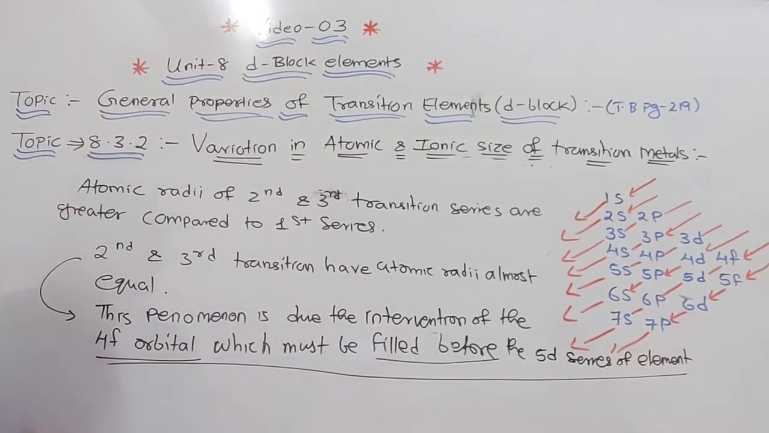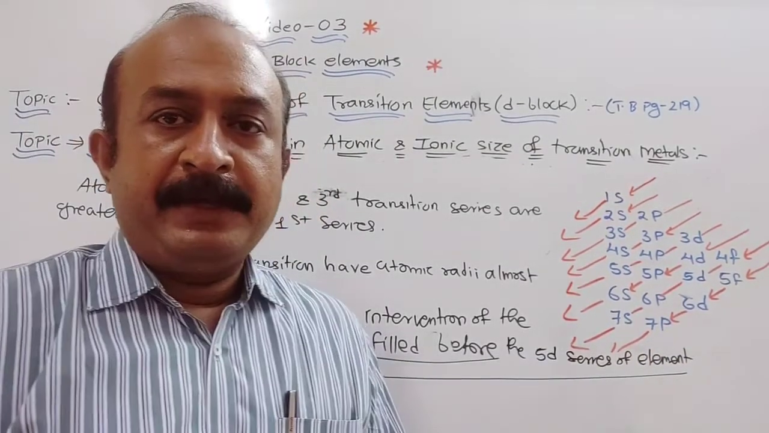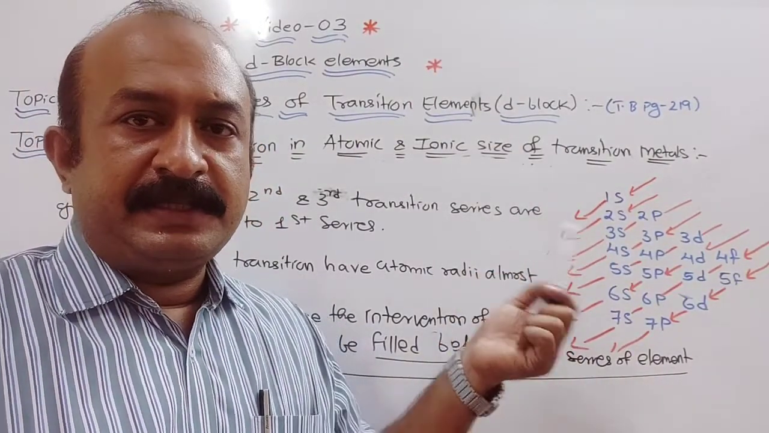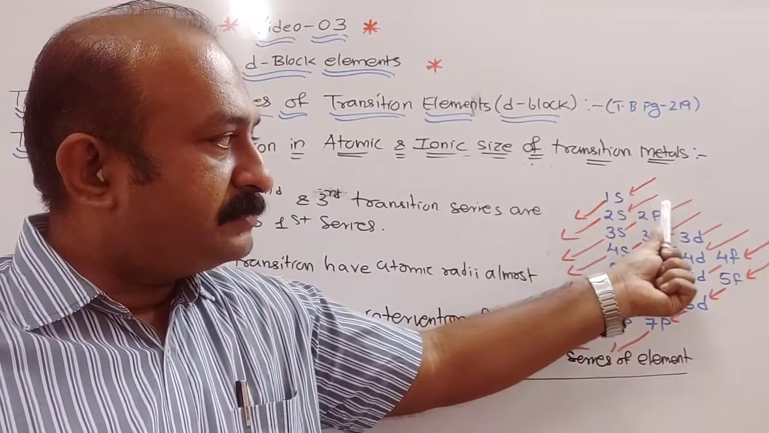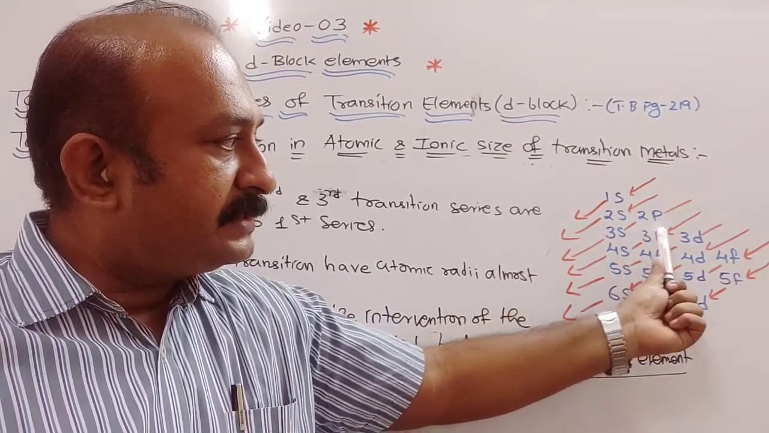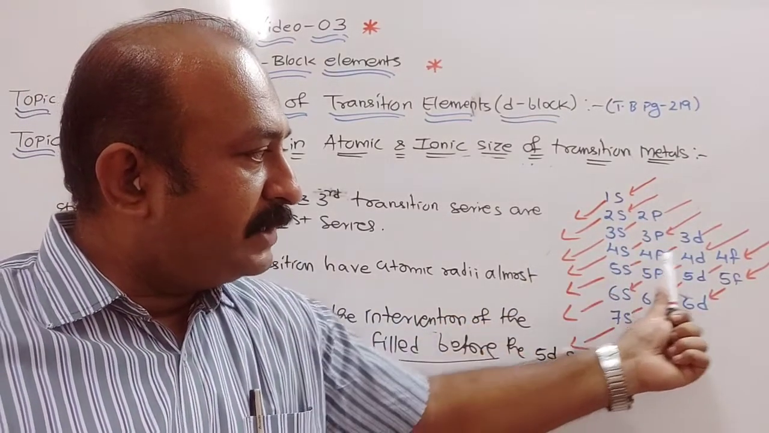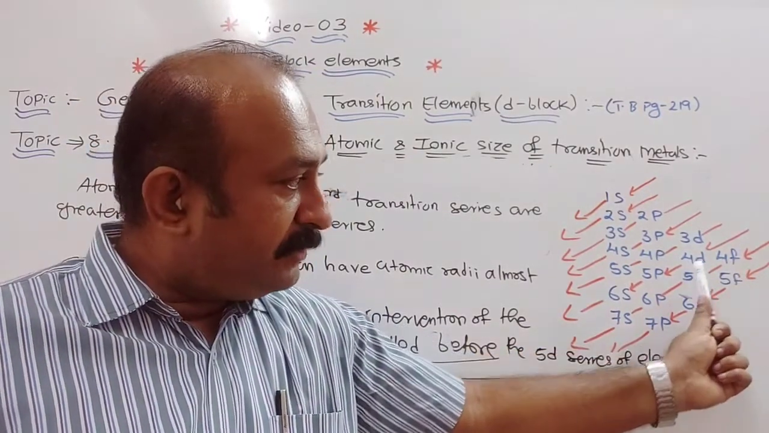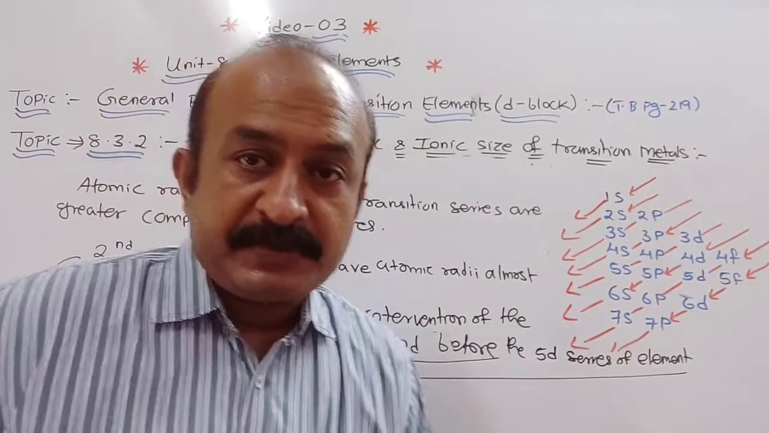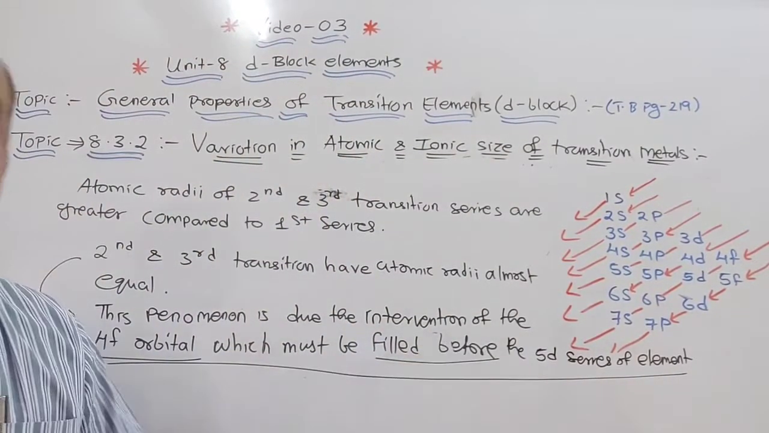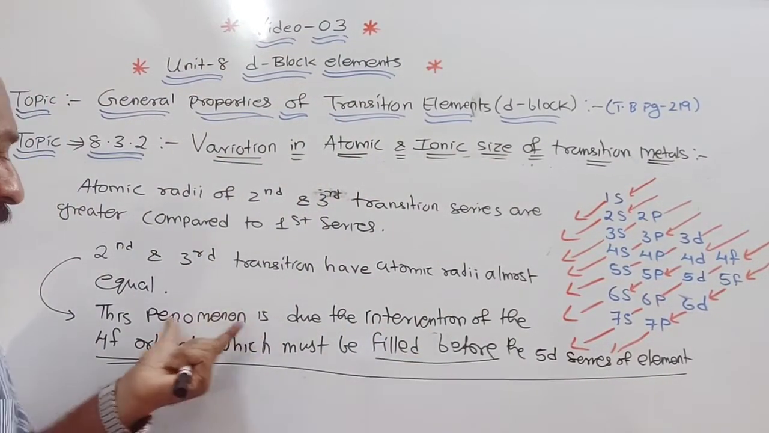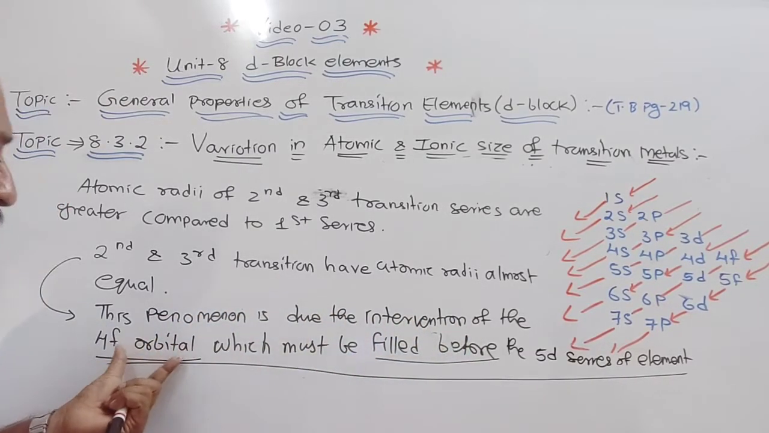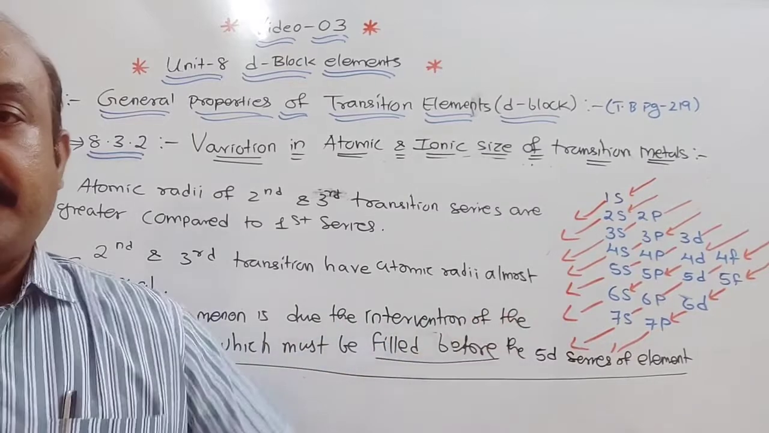Now to understand this part, you have to see our Aufbau principle. Lower energy levels are filled first and then we go to higher energy. See, 1s first must be filled, then 2s, then 2p, 3s, 3p, 4s, 3d, 4p, 5s, 4d, 5p, 6s, and then comes 4f. After 4f, it should be filled in 5d, but we have seen that the first electrons are filled in 5d instead of 4f. So this phenomenon, this same radii, is due to the intervention of the 4f orbital, which must be filled before the 5d.